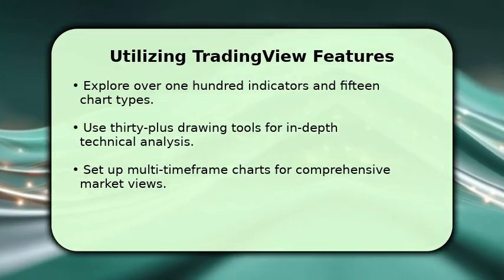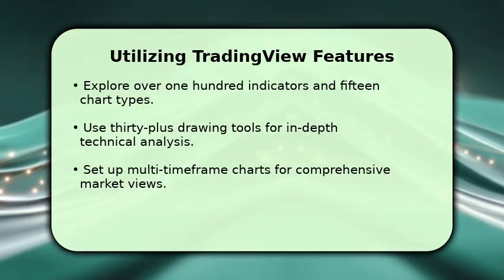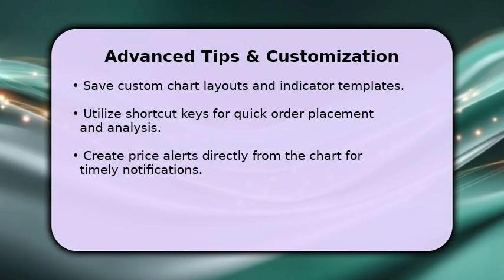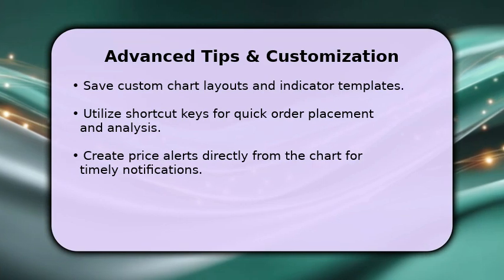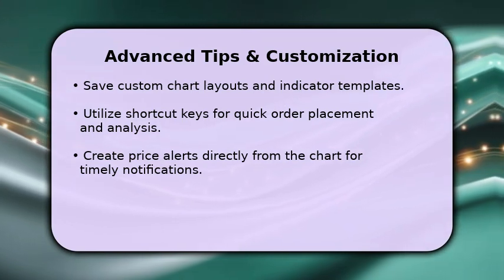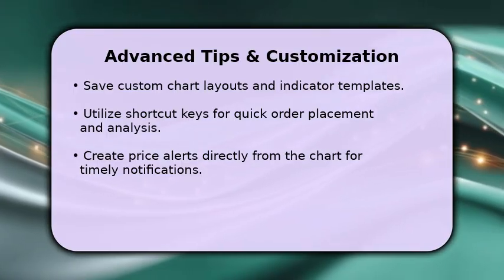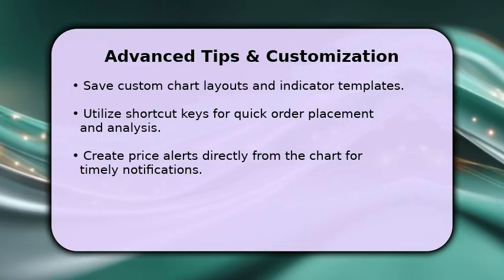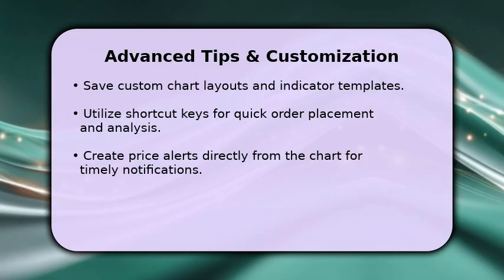A powerful feature is Trade from Charts, allowing you to place market or limit orders directly from your chart, streamlining your workflow. For advanced users, TradingView in Zerodha Kite allows you to save custom chart layouts and indicator templates, saving you valuable time. You can also use shortcut keys for quick order placement, like Shift+B for buy orders. Creating price alerts directly from the chart ensures you never miss a crucial market movement.